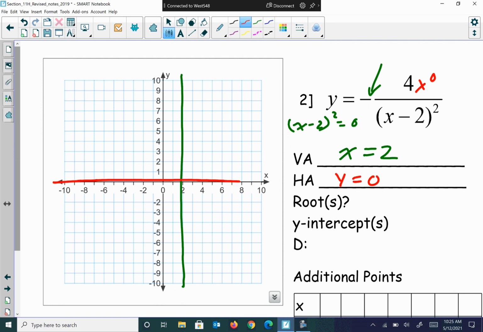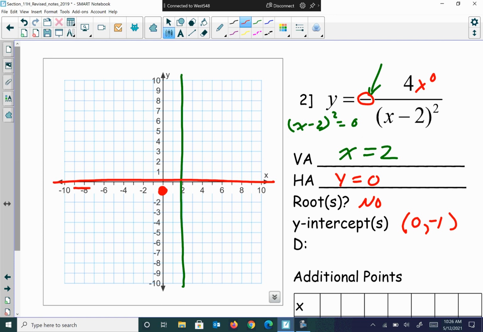Remember yesterday we were working when they were both the same, you took the lead coefficients. So roots, not on this one, because my x-axis is an asymptote. The y-intercepts, well, let's think about a y-intercept. If I plug 0 in for x, I'd get 0 minus 2, that's -2. -2 squared is 4. 4 over 4 is 1, but then I have this negative. So (0, -1).